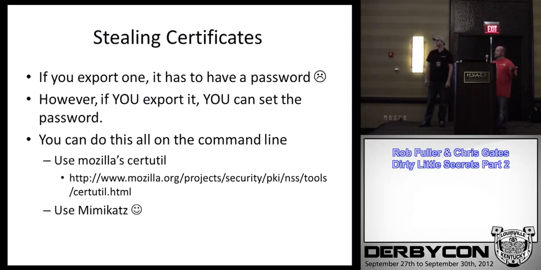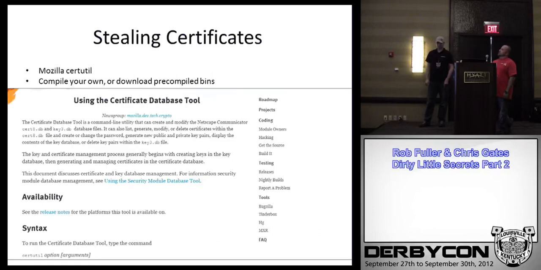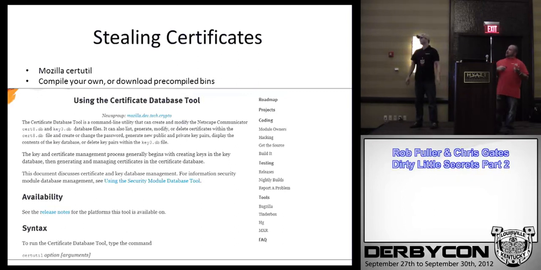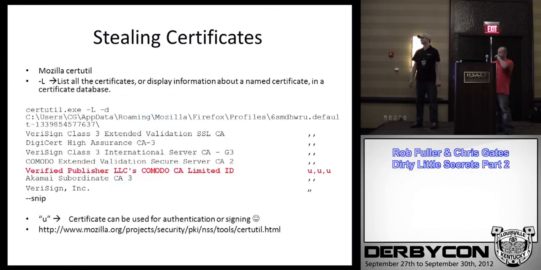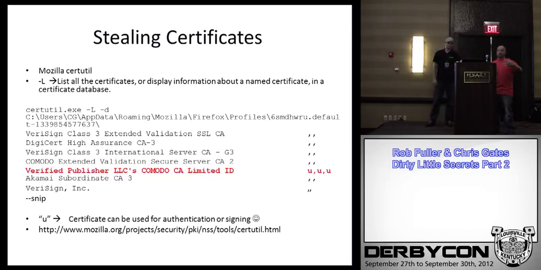There's two easy tools to use, Mozilla certutil, and Mimikatz also does it. Mozilla has certutil, you can download it on their page. You have to compile it yourself, but people have made pre-compiled binaries available if you choose to use that. So it kind of looks like this. You use the certutil utility to list all the certificates, and any of them that are authenticating or code signing will have that u,u,u indicator. So you can go through, list all the certs in someone's store, and say, okay, that's a code signing cert, I want that one. That's only for Firefox, right. There's Windows tools that do the same thing.